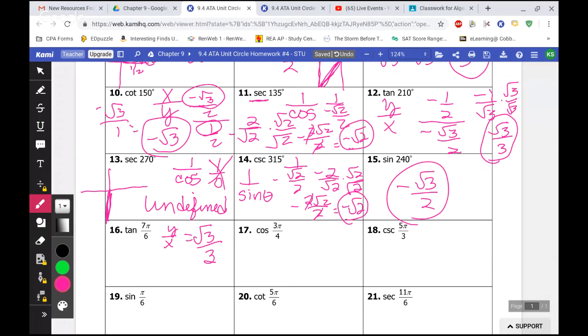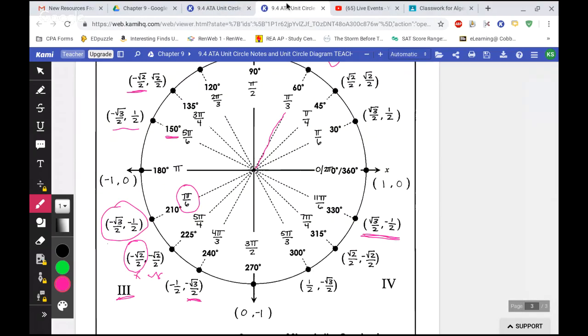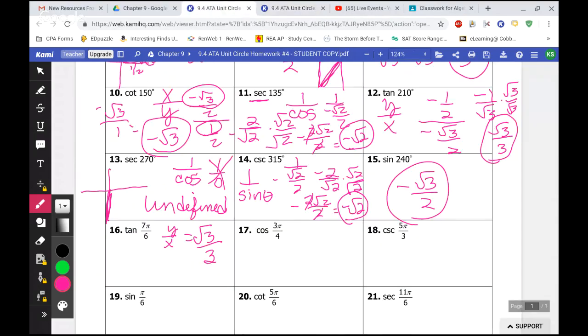Okay, cosine 3 pi over 4. So we're going to look for 3 pi over 4 on our unit circle, which is right there. It's the same as 135. But cosine is the x coordinate. So it's negative root 2 over 2.